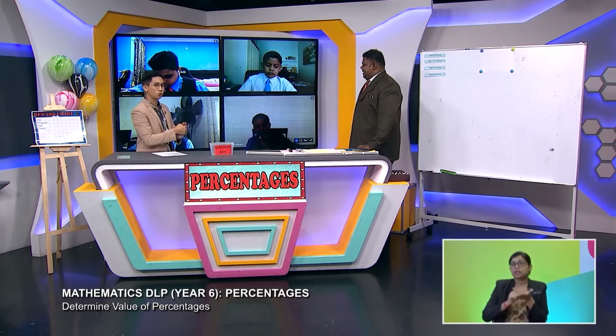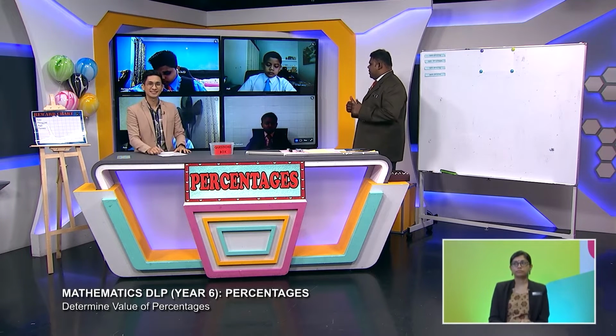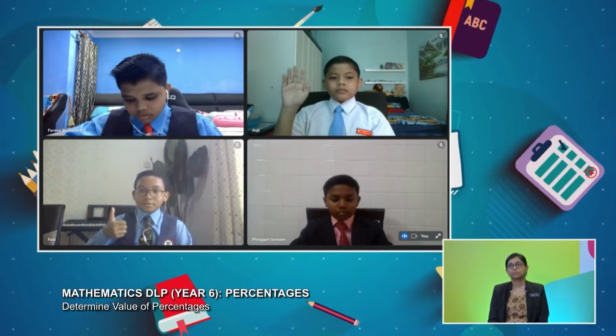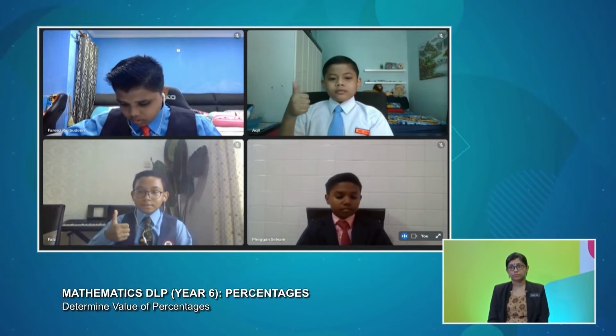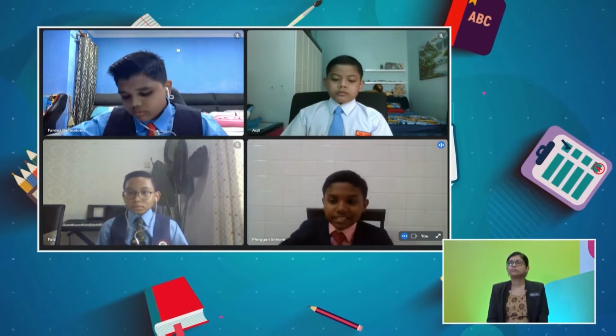All right. So should we start with Faris? If you finish, please show me your like hand. Pagan has finished. Akil has finished. Faris, still doing. Maybe we can start with Pagan first. Okay, Pagan, can you explain your answer?